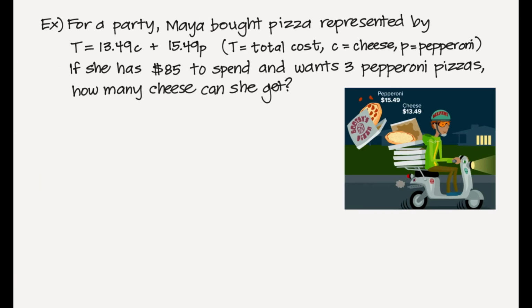This one says, for a party, Maya bought pizza represented by T equal to 13.49C plus 15.49P. T is the total cost, C is the cheese pizzas, and P is the pepperoni pizzas. If she has $85 to spend and wants 3 pepperoni pizzas for this party, how many cheese pizzas can she get? So let's go ahead and write out our equation again, or our formula.